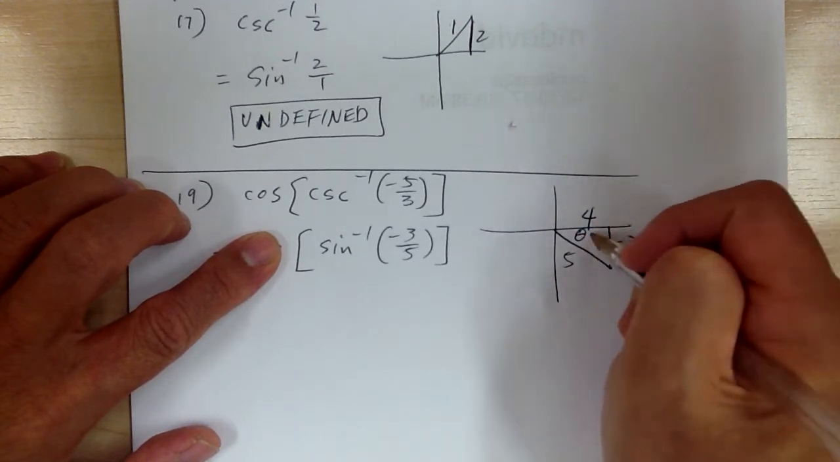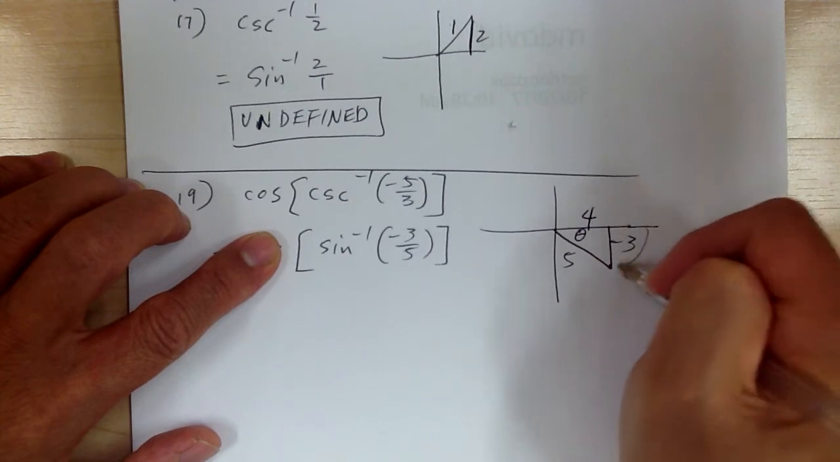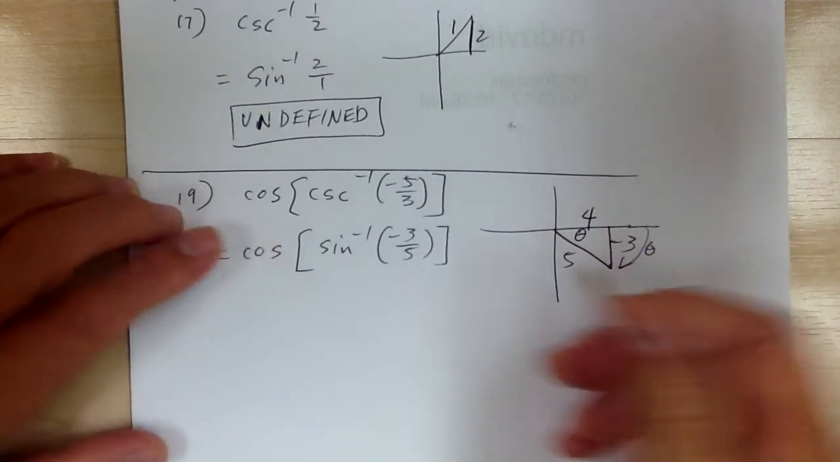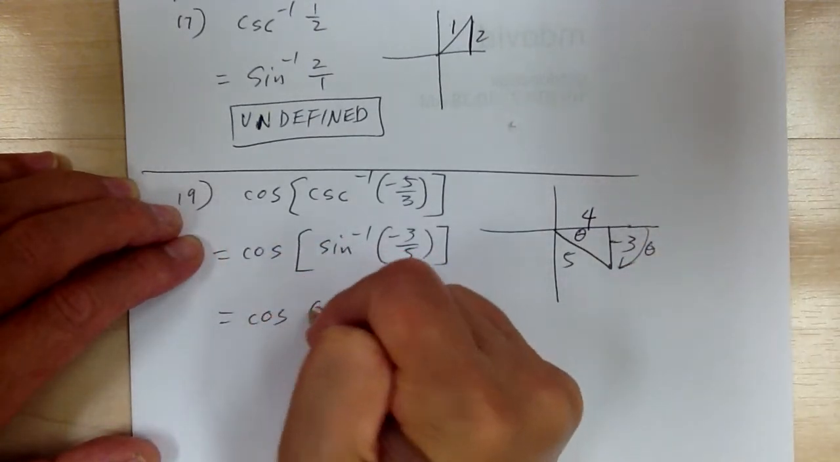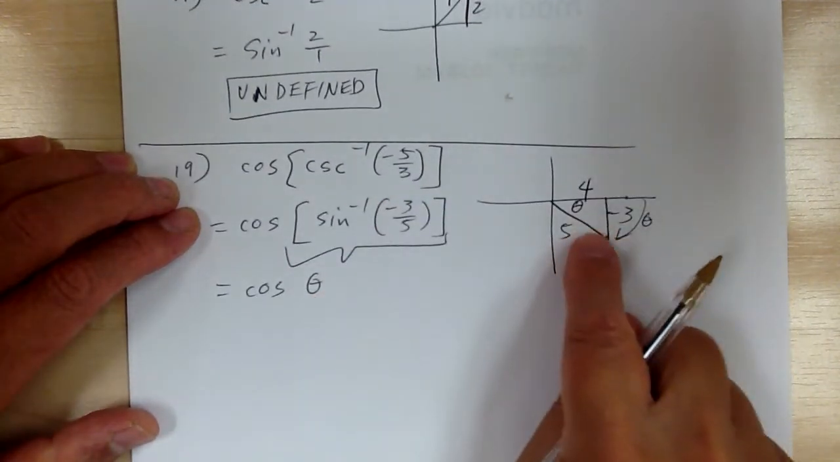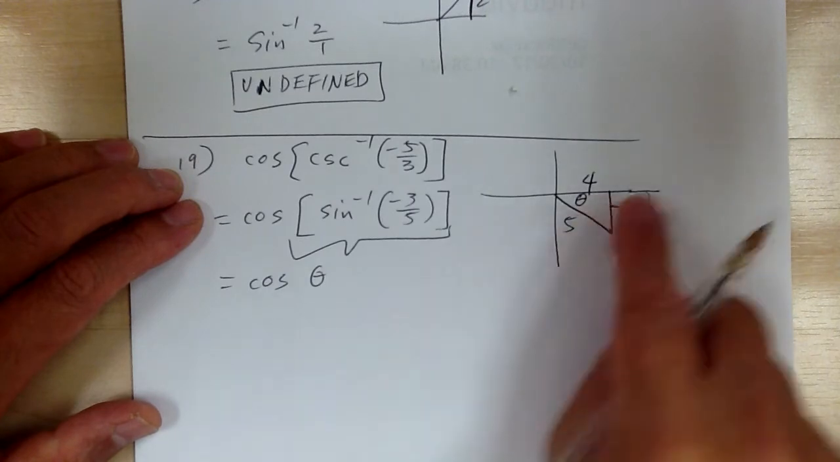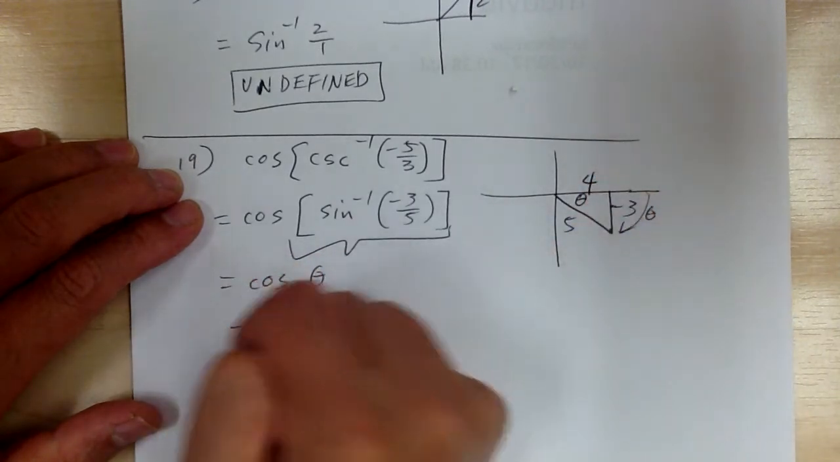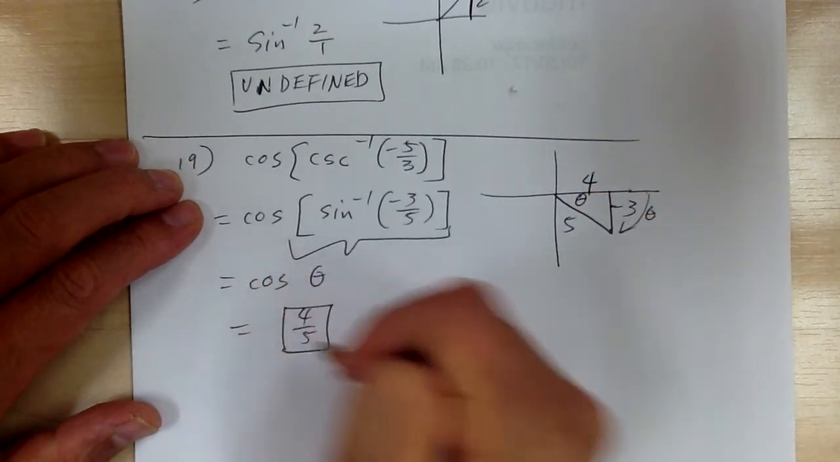Okay, so that's your angle theta. I put theta over here, but actually theta is over here, so that's your theta. So this is equal to cosine theta, right? Again, inverse function is an angle. So you have to use that picture to see what is cosine. So cosine is 4 over 5. So this is equal to 4 over 5.